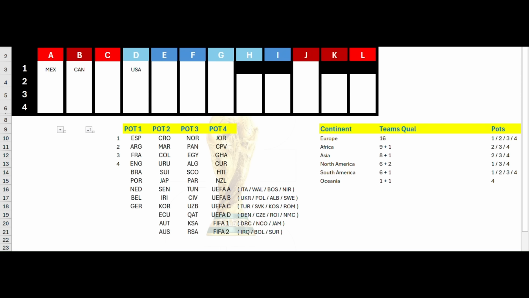So hopefully we're all going to go into this one knowing exactly what to expect, and we're going to understand why what happens has happened, because this is going to be the most confusing World Cup draw that any of us have ever seen. Let's get straight into it.